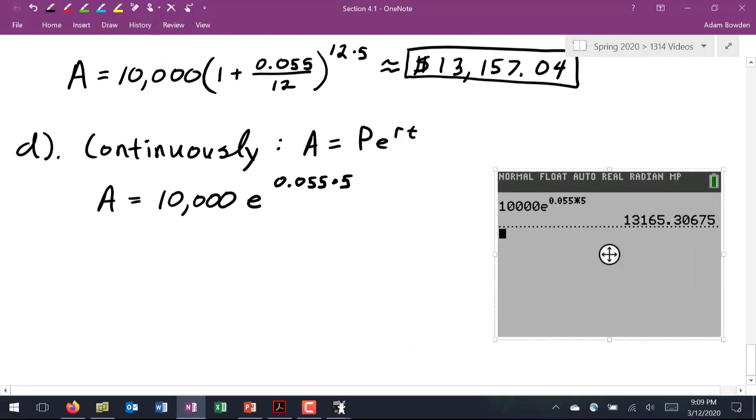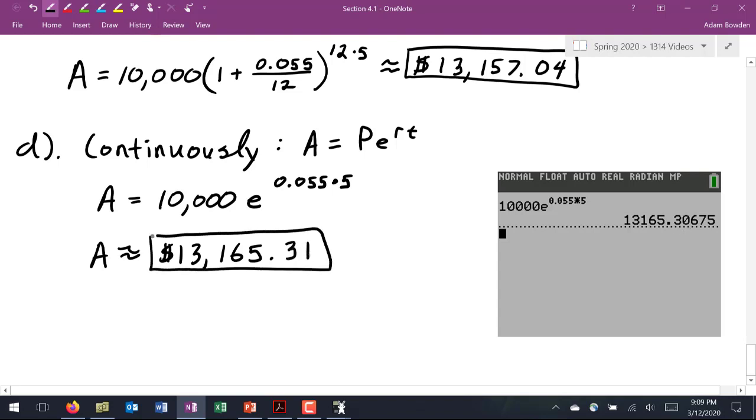So here's what we're looking at. Approximately 13,000, still just $13,165.31. We'll round that to 31. So as you can see now, when we went from monthly all the way up to continuously, it didn't increase by a huge amount either. But this would be the maximum amount that could be earned via compound interest with this interest rate and this amount of time.